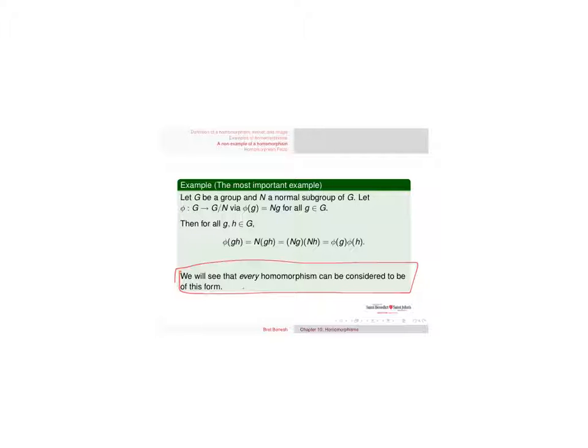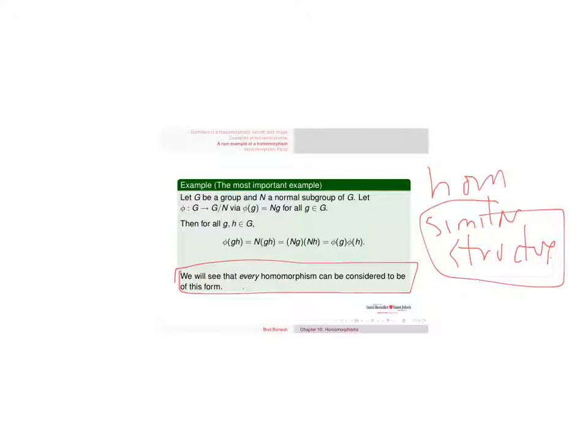homomorphic images. Remember, a homomorphism tells you when groups have a lot in common, when groups are similar in terms of their multiplication. They have similar structure. What I'm alluding to here on this slide is that whenever two groups have a similar structure, one is a quotient group of the other one.